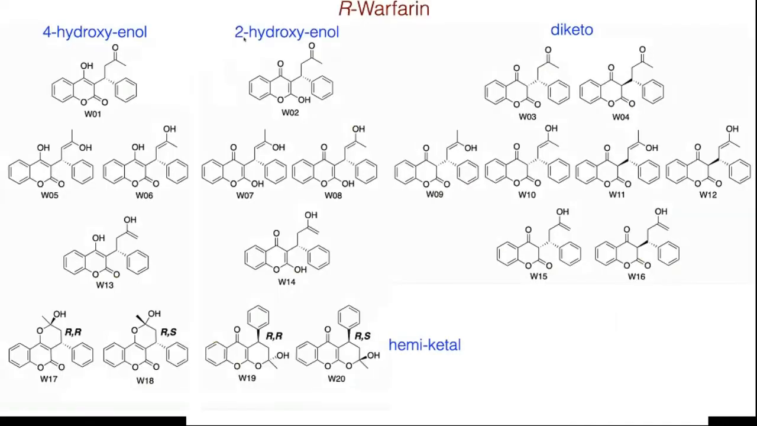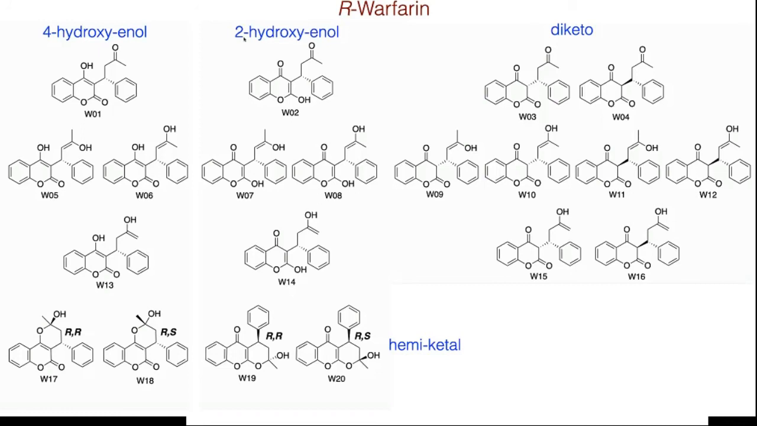So this slide shows just 20 tautomers of R warfarin. And similarly, you will have 20 tautomers for the S warfarin. And here, the major tautomers are the 4-hydroxyenol and 2-hydroxyenol and the diketo. And the variation in the side chain where there's a keto group can lead to enol.